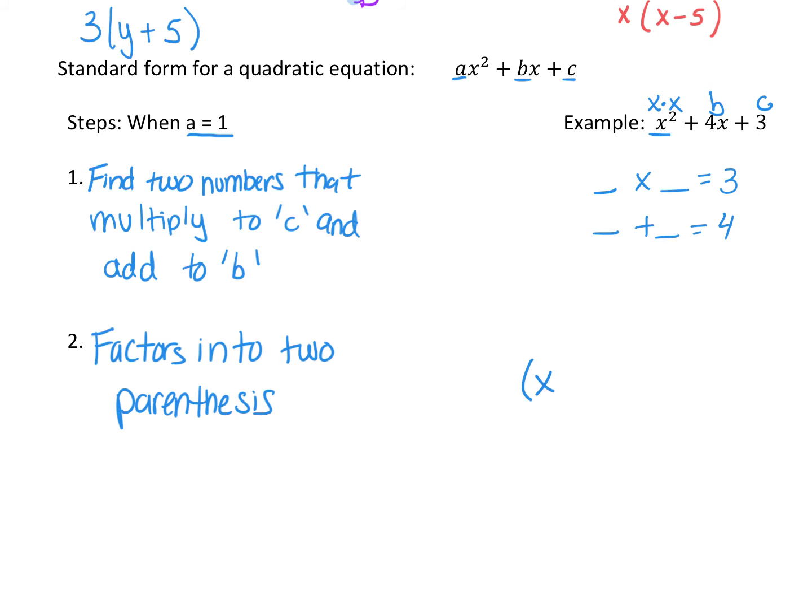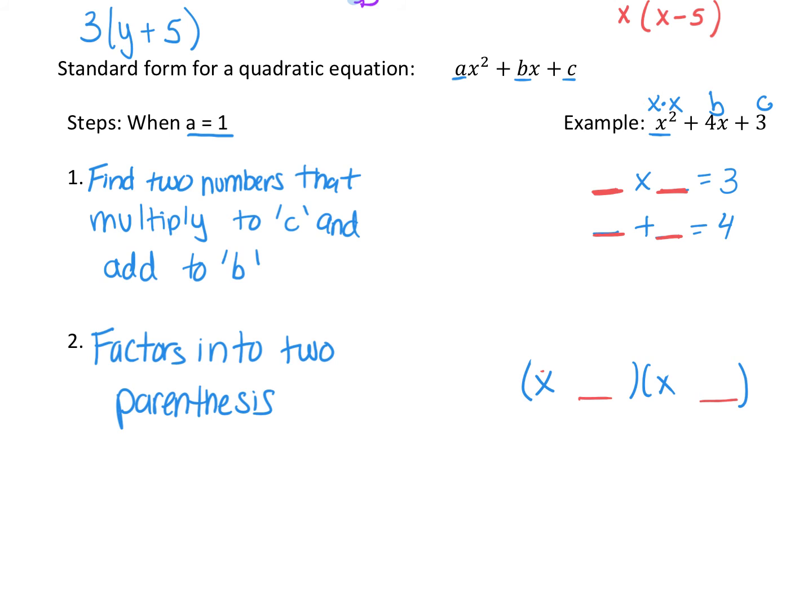So when I write my factors, I'm going to put x and x in the beginning, because if I were to FOIL this out, I would do x times x is x squared. So I'm going to erase that for right now. Then the two numbers that are going to go here and here are going to be the two numbers that I decide multiply to 3 but add to 4.